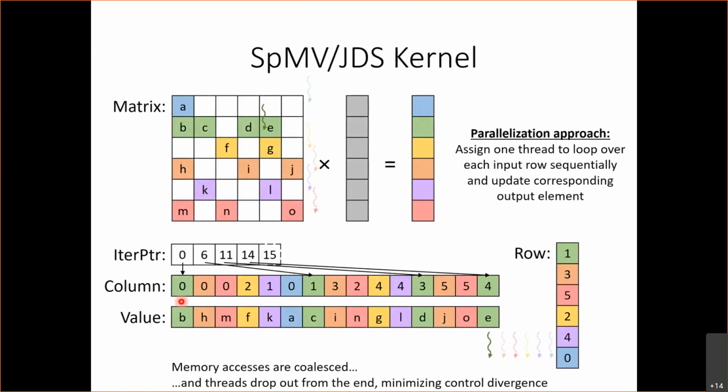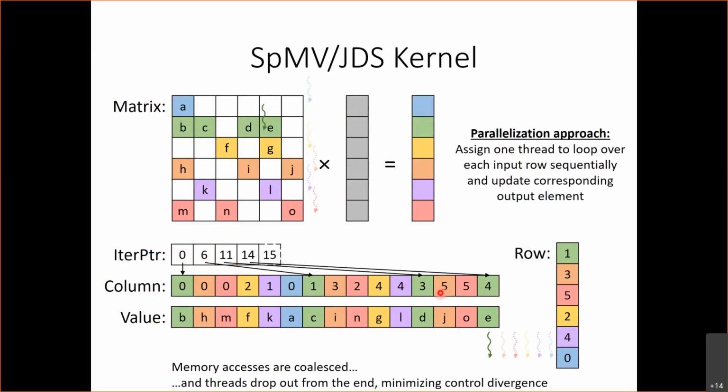If I want to go through row 0 in the sorting order, which is row 1 in the unsorted order, I would just go to the iteration pointer with an offset of 0. If I want to go through row 1 in the sorted order, which is row 3 in the unsorted order, I would just go to the iteration pointer and add 1, and I find the corresponding non-zero. So in JDS, I can easily loop through the non-zeros of a particular row. Is that clear? Yes, this part's clear.